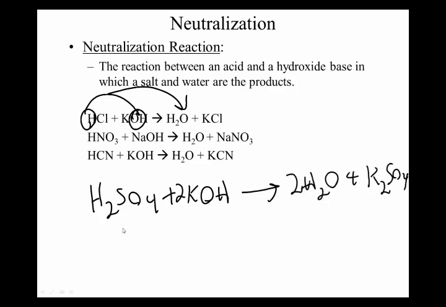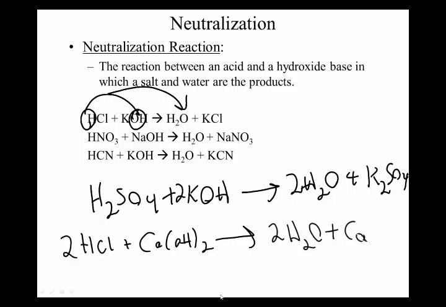So there it is. If I had HCl reacting with calcium hydroxide, then you would know, okay, I've got 2 hydroxides, so I'm going to need twice as much acid. Each acid can only react with 1 hydroxide, so then I get 2 waters and CaCl2.